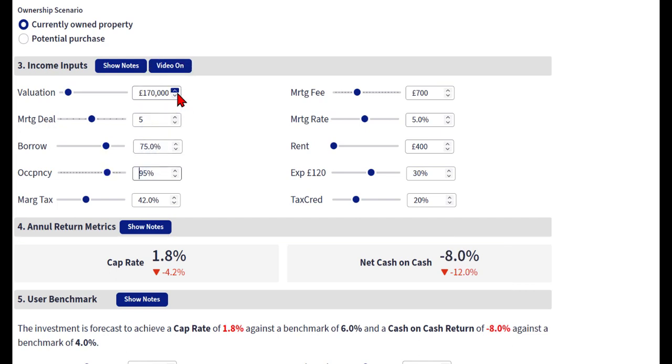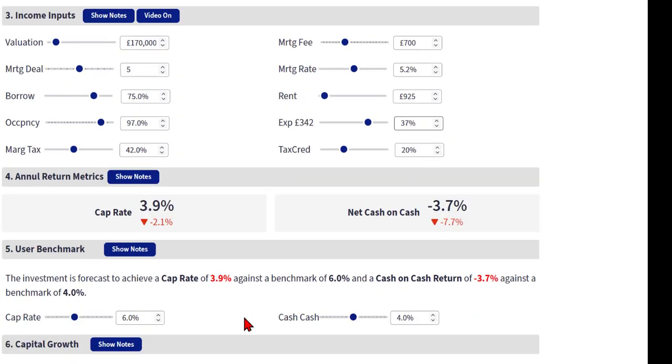We'll lift occupancy to 97%. Marginal tax for Scotland 42% at higher rate tax. The mortgage fee 700, we'll leave that. The mortgage rate, put that at 5.2%. And then rent on this one is 925 at the moment. And we'll set expenses to 37%. And the tax credit is 20%.